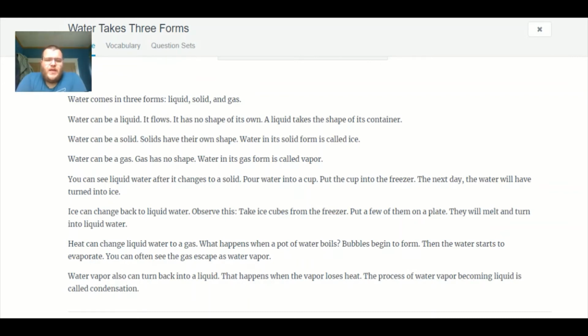Heat can change liquid water to a gas. What happens when a pot of water boils? Bubbles begin to form. Then the water starts to evaporate. You can often see the gas escape as water vapor. Water vapor also can turn back into a liquid. That happens when the vapor loses heat. The process of water vapor becoming liquid is called condensation.